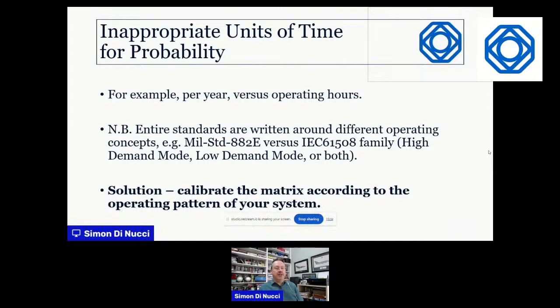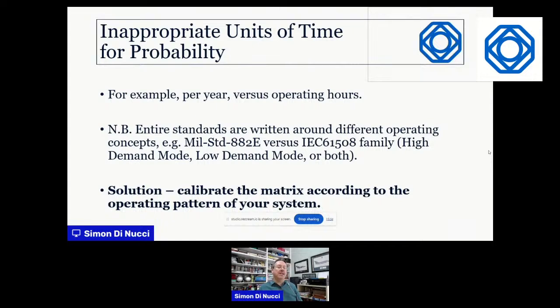It's interesting that different standards are written around different concepts. If we look at the 61508 family of standards, in most of them, not all, be careful, you can have high demand mode or low demand mode depending on how often your system might be called upon. If it's operating all the time, it will be high demand. If it's an occasional safety backup system, it might be low demand. 61508 is specifically designed to cope with that, and so are the associated standards that derive from it.